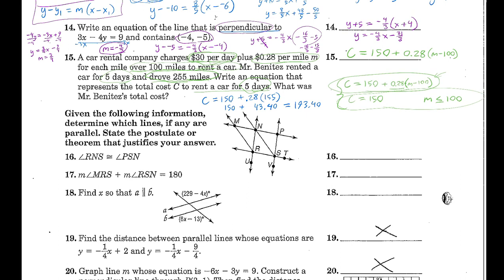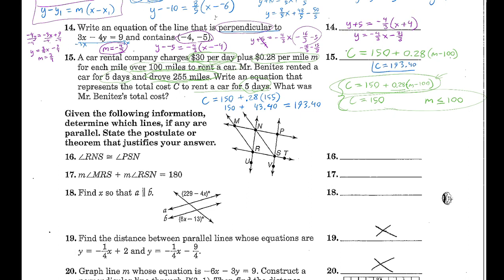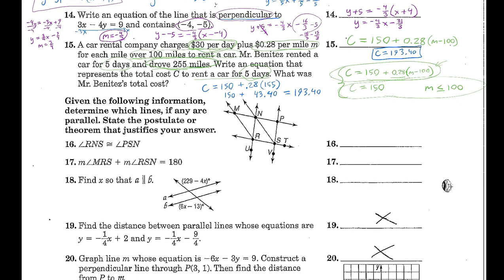Now really, again, there's two separate equations, but we know which one we're using for Mr. Benitez specifically. So the cost was $193.40. All right, let's look at the next one. That was a cool question, some real-world linear equation.